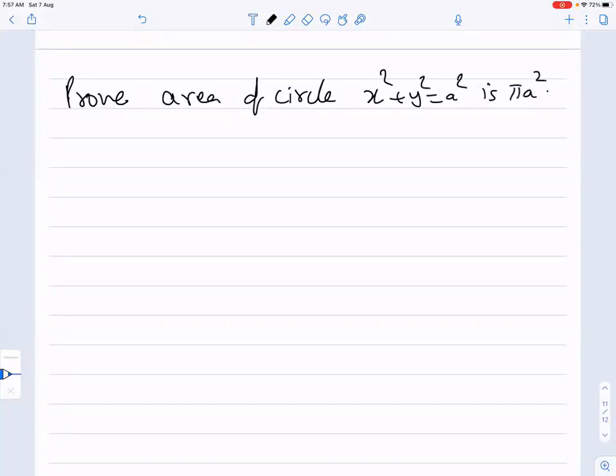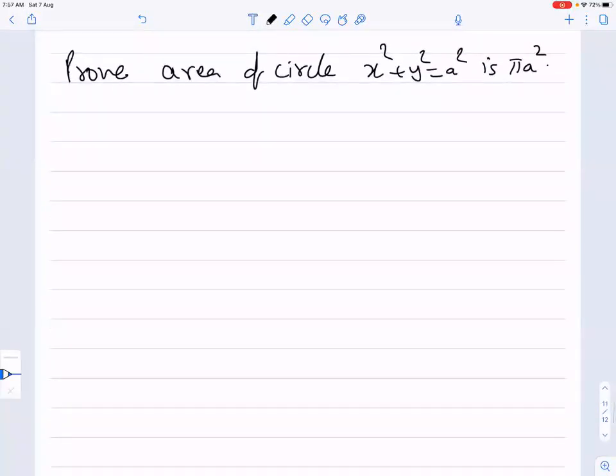Prove that the area of the circle x square plus y square equal to a square is pi a square. Simple question. All of you know that it is pi a square. I don't have to do it, but here we are doing it by integration.